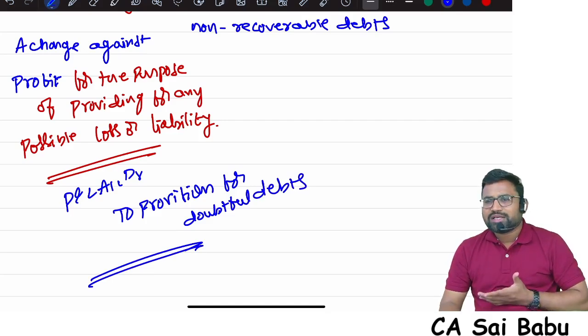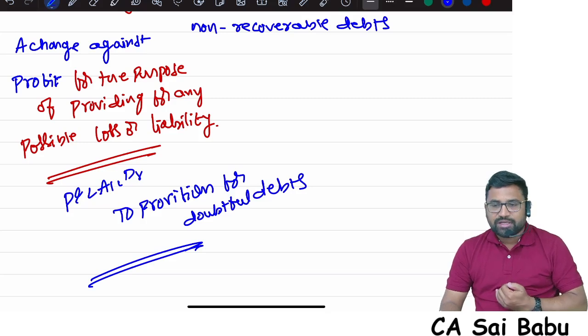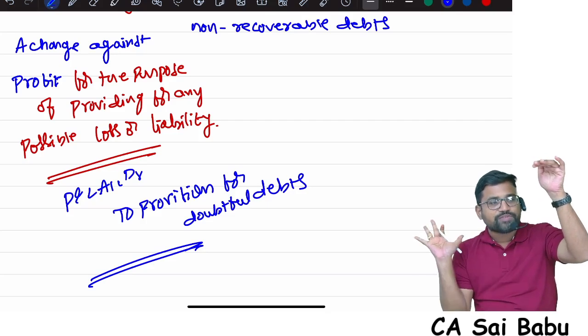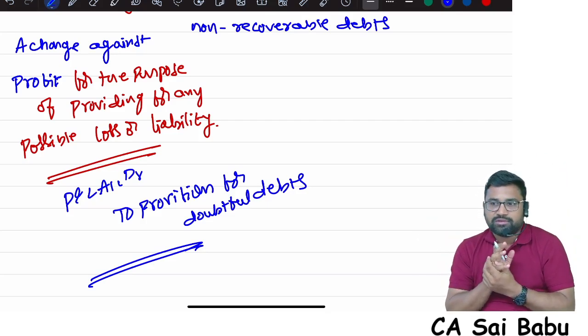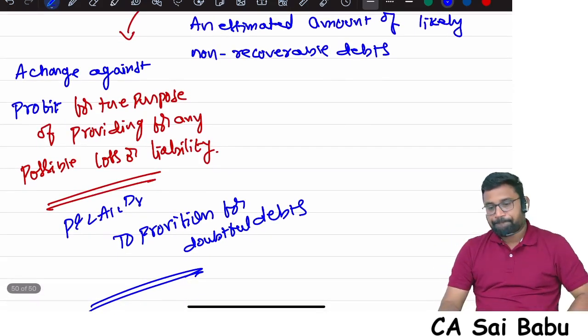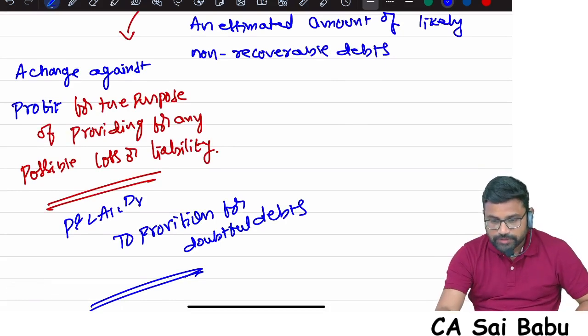Correct? Sir, it's a charge against profits, sir. That means against the profits I created this. So therefore from P&L I need to transfer the sum amount to provision for doubtful debts. Okay. So that's it.